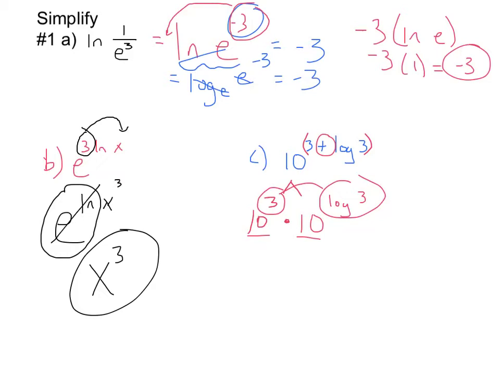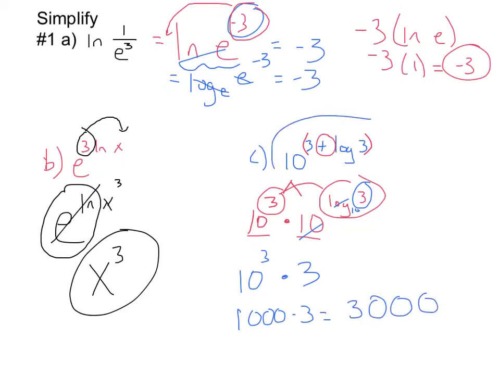Because check this out. You have 10 to the log in base 10 of something. Guess what happens to 10 to the log base 10 of something? Cancels, and you're left with the something. So we have 10 to the third power times 3. Well, 10 to the third power is 1,000 times 3. Answer? That just says 3,000. This is a fancy way to say 3,000, and that's it.